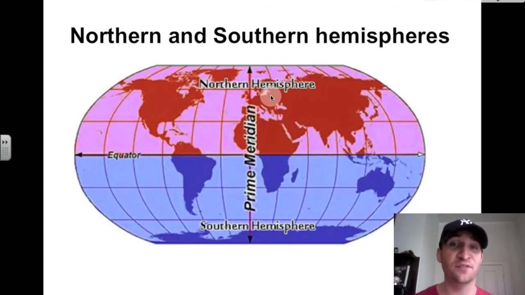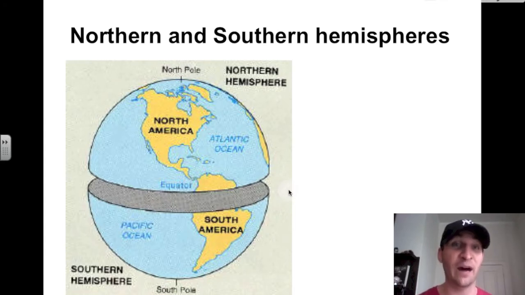Northern and southern hemispheres are divided by the equator. Anything north of the equator is in the northern hemisphere. You see, most of the world's land masses are in the northern hemisphere, and south of the equator is the southern hemisphere in blue. And here's a 3D model of the northern hemisphere and the southern hemisphere divided by the equator.